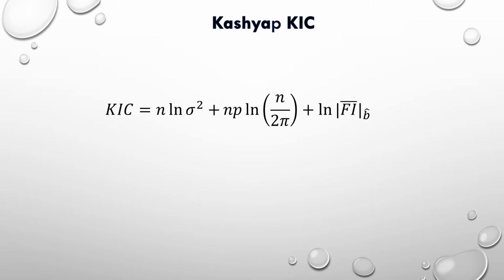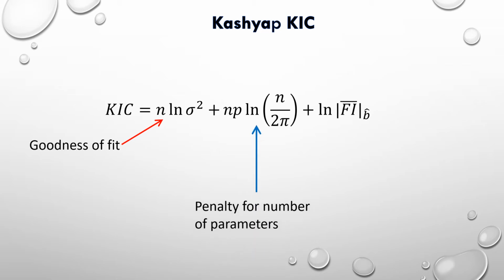This is the equation for the Kashyap information criteria. Don't worry about the math, but I do want you to see the different terms that I was discussing. This first term is the goodness of fit term, and this term is common to all information criteria equations. KIC has another term, which is a penalty for the number of parameters in the model. In addition, KIC has a term for expected Fisher information, which is related to the model complexity.